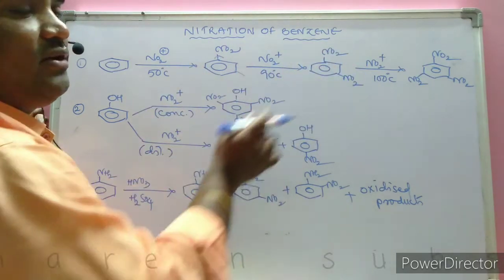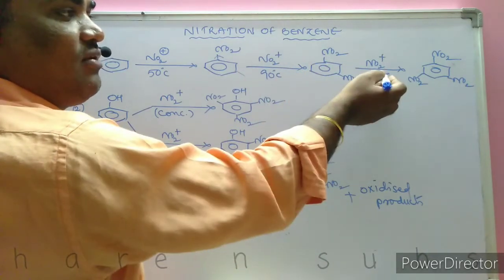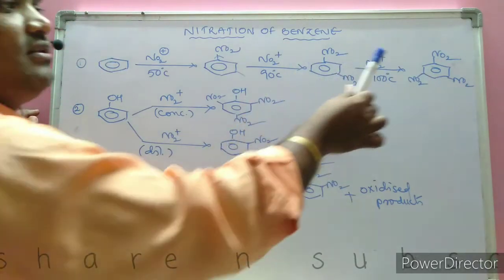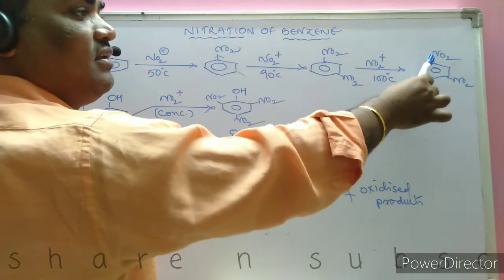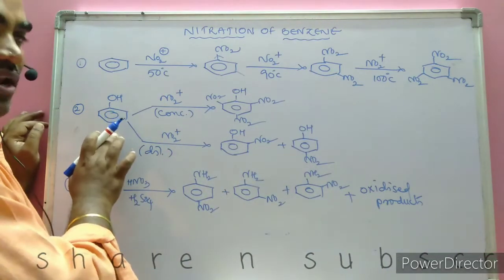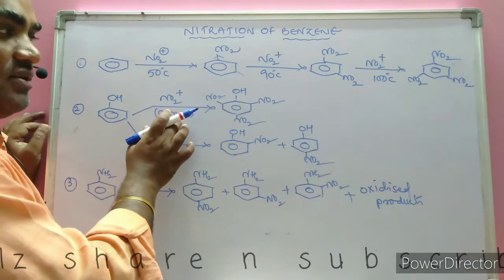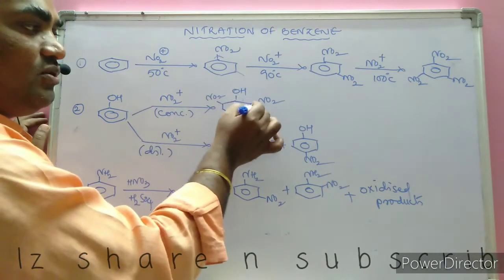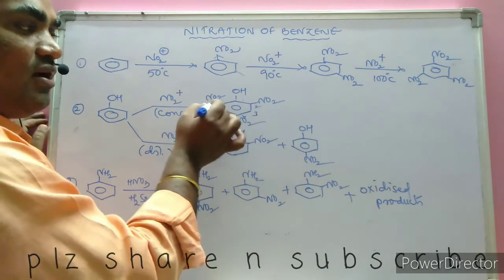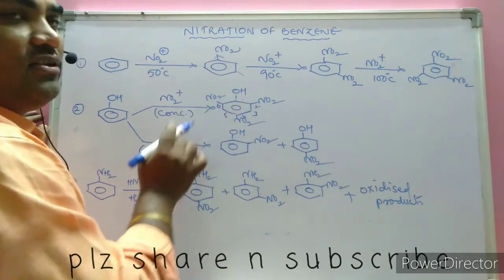That gives 1,3-dinitrobenzene. Again, if it is heated more than 90 degrees or over 100 degrees centigrade, then 1,3,5-trinitrobenzene forms, with 3 electron withdrawing groups present on the benzene. If phenol is taken in the nitration mixture where HNO3 is concentrated, it forms 2,4,6-trinitrophenol, a very important one, picric acid.